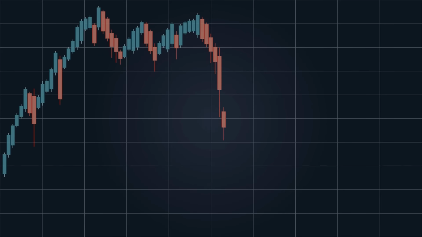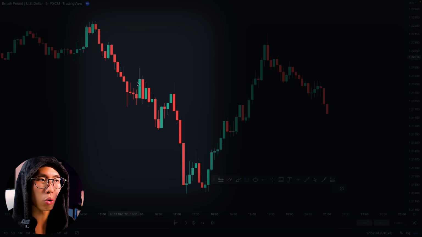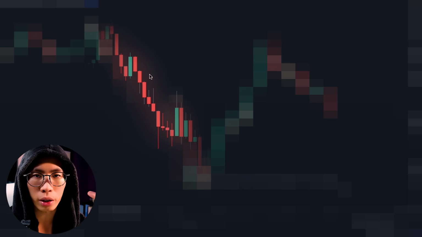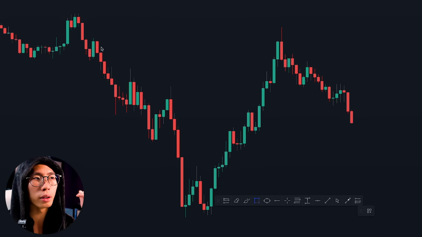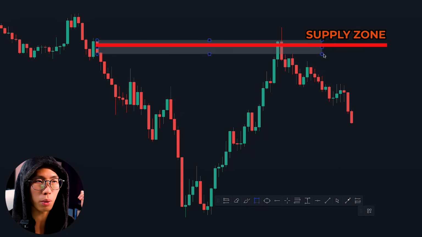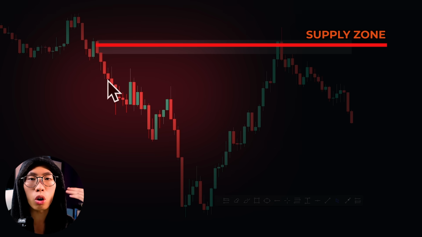But I personally prefer to use supply and demand zones. For those of you who do not know what supply and demand is, it is basically aggressive buying and aggressive selling. Let me show you what I mean on the charts. You can see in this example, there is a lot of aggressive selling at this area right here. How do we know that? Because there are multiple red candlesticks in a row, which tell us that there are a lot of sellers in the market, a lot of selling pressure and momentum pushing the price down. So over here, this is where we can draw our supply zone. Somewhere around here, this is our supply zone, because there's a lot of selling pressure around here and there are multiple red candlesticks.